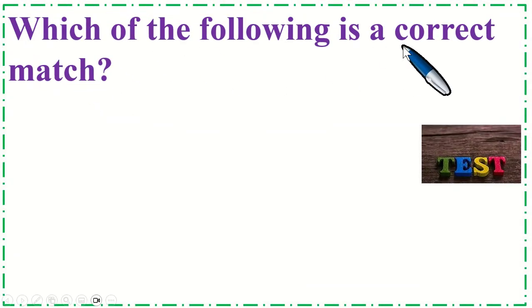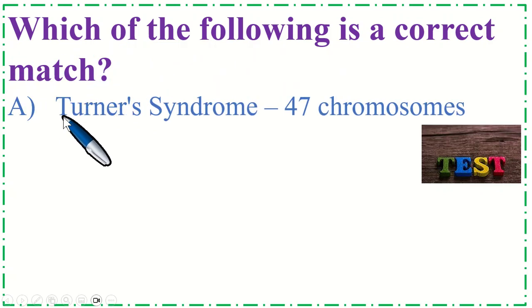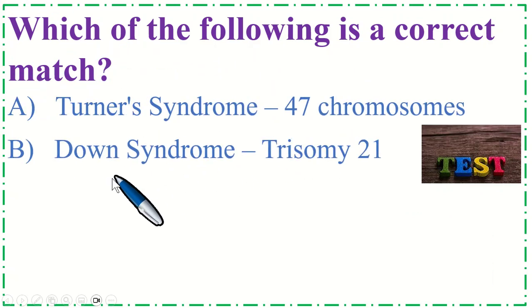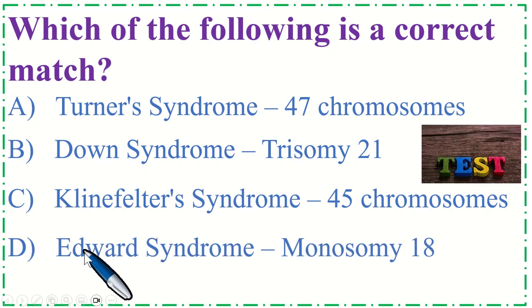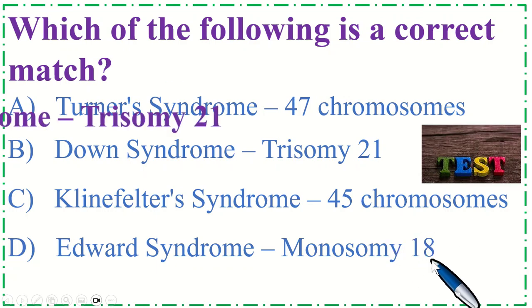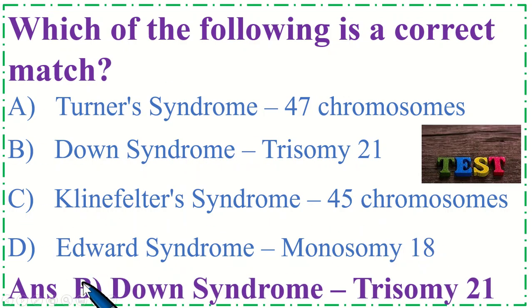Which of the following is a correct match? Option A, Turner syndrome 47 chromosome, B, Down syndrome trisomy 21, option C, Klinefelter syndrome 45 chromosome, and option D, Edward syndrome monosomy 18. Correct option is B, Down syndrome trisomy 21.